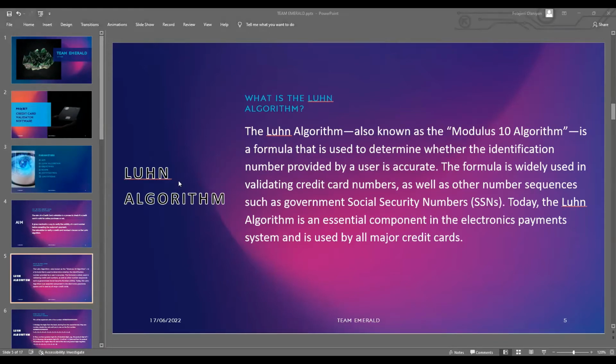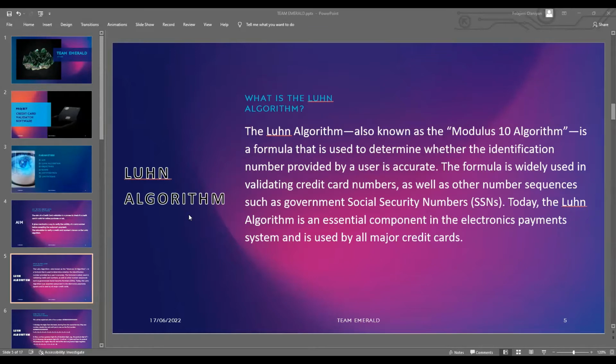Okay. So the Luhn algorithm, also known as the modulus 10 algorithm, is a formula that is used to determine whether the identification number provided by a user is accurate. The formula is widely used in validating credit card numbers as well as other number sequences such as SSN. Today, the Luhn algorithm is an essential component in the electronic payment system and is used by all credit cards.